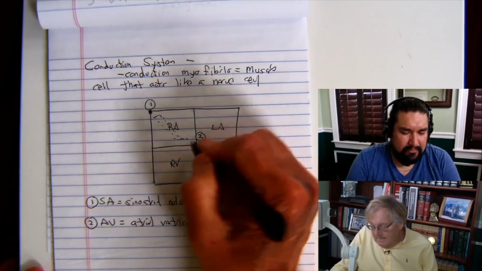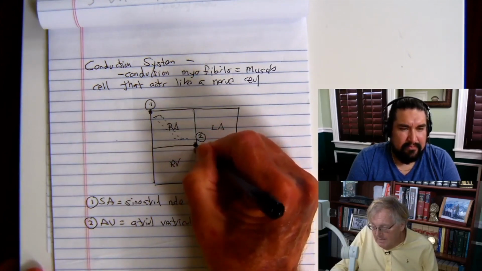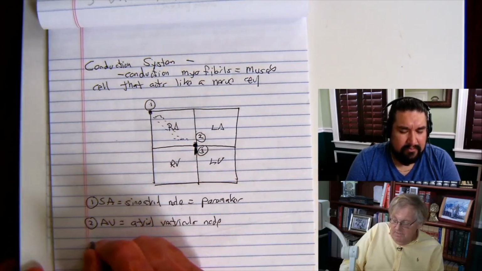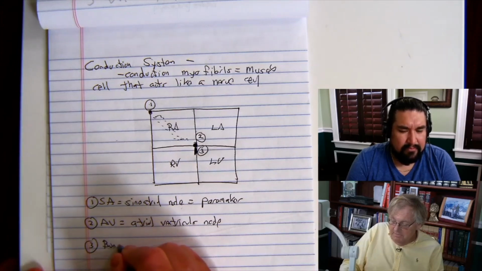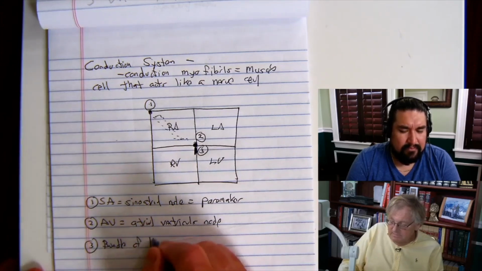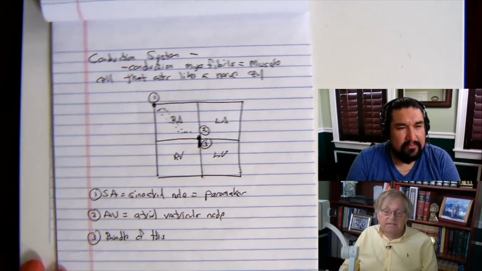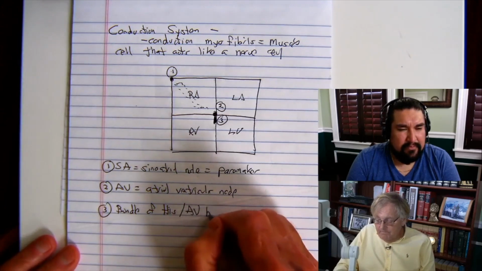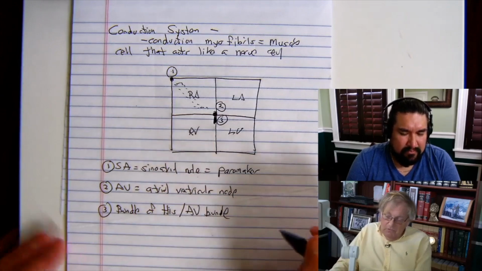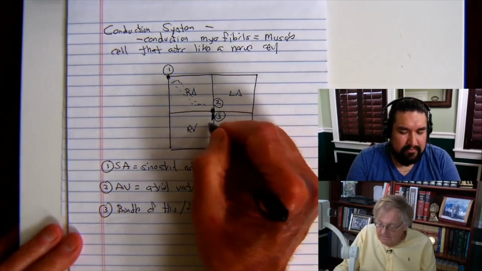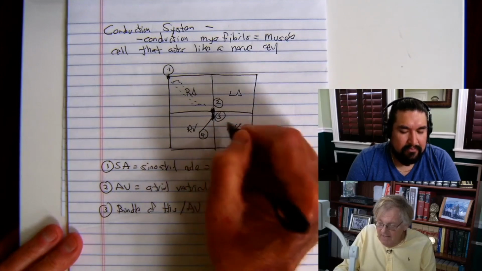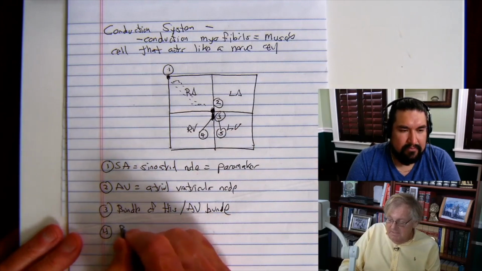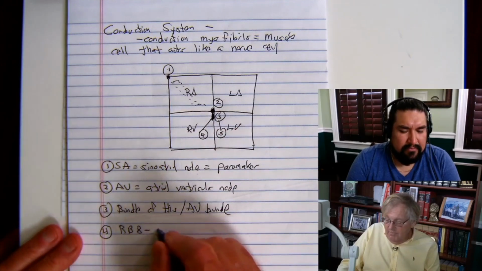I'm going to then take that and just kind of split it up. So I'm just going to put a solid line there and call that 3. I'm going to say that 3 has got 2 names. Originally it was called the bundle of His. He was actually the man that discovered the histology of it. And now it's also called the AV bundle. And that's going to split off into 4 and 5. 4 is going to be called the RBB, or the right bundle branch.